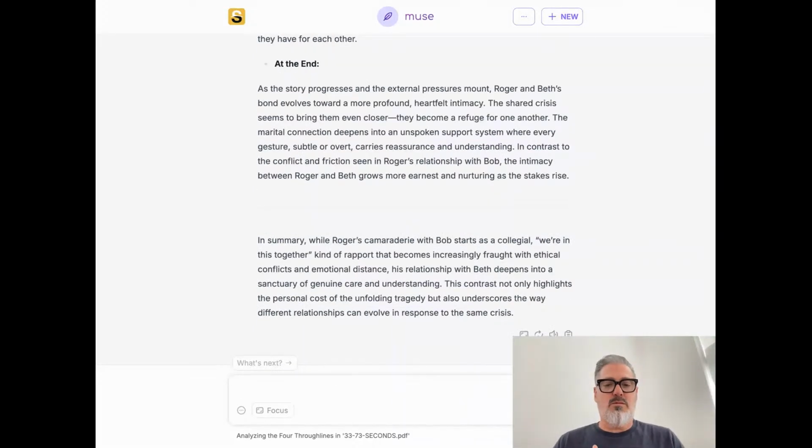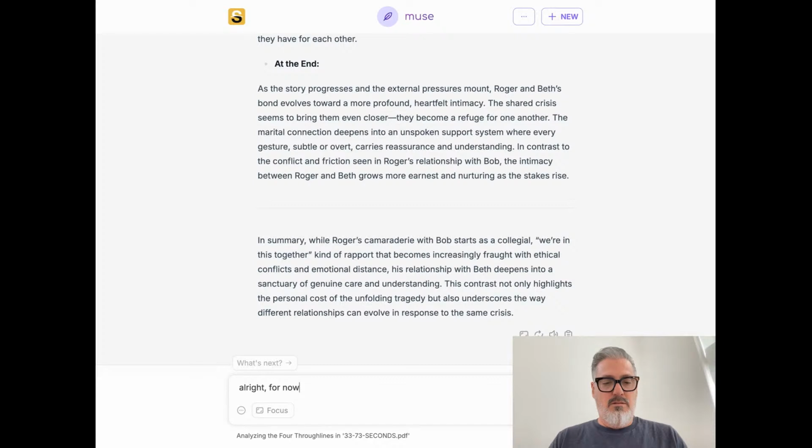In summary, while Roger's camaraderie with Bob starts as a collegial, we're in this together kind of rapport that becomes increasingly fraught with ethical conflicts, his relationship with Beth deepens into a sanctuary of genuine care and understanding. This contrast not only highlights the personal cost, but also underscores the way different relationships are involved. Hmm. All right.